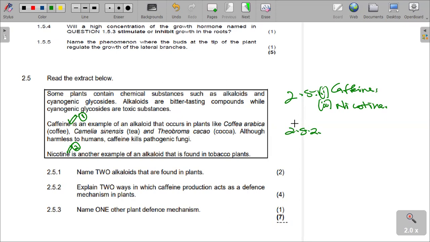We are saying one, they've got a bitter taste, which is given there. We are saying alkaloids, these are examples. They do have a bitter taste that is given there. And then we are also given that it also kills pathogenic fungi, which is another answer that is given there. So we are saying one, they have the bitter taste, it's a defense mechanism.